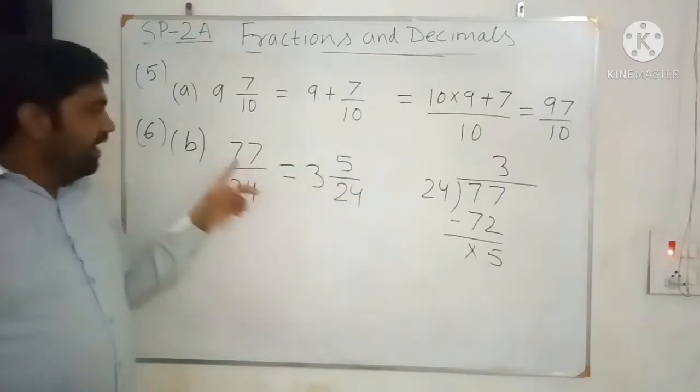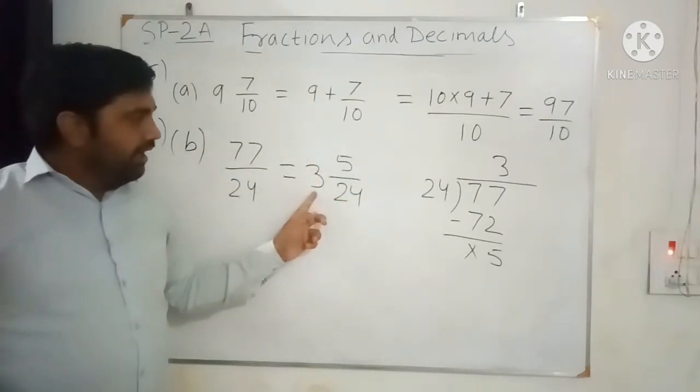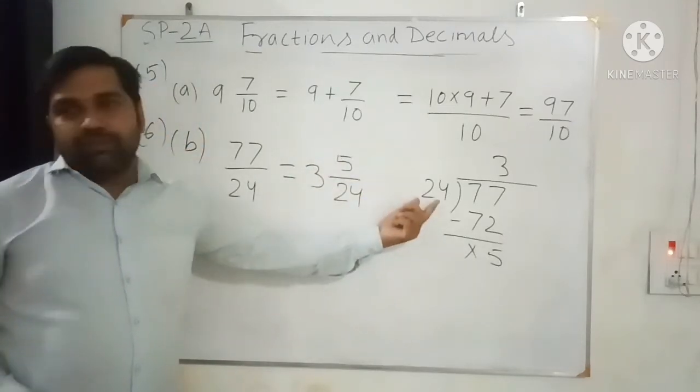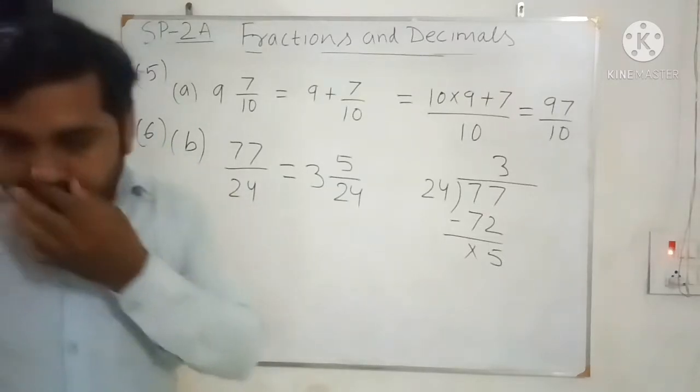So you divide 77 by 24. The quotient you write in the place of the whole number, and in the place of numerator you write the remainder, and the denominator will be the same, which is the divisor. See, the denominator is the same in both the cases. Okay. Now we move to the next question.